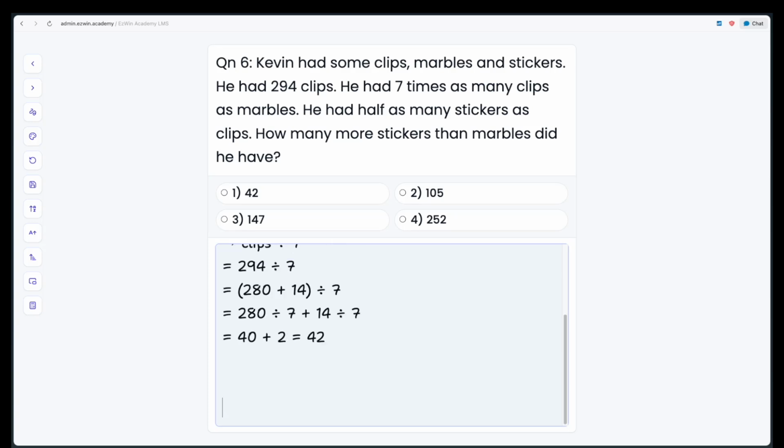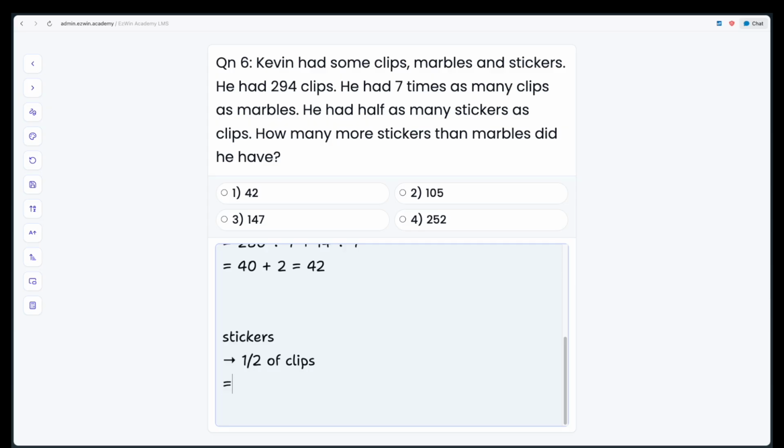The next part is he had half as many stickers as clips. So what does this mean? This means that stickers is equal to half of clips, and we know that clips is 294. So half times 294 is basically 294 divided by 2. Same thing. Half times 294 is the same as 294 divided by 2. And what will this give us?